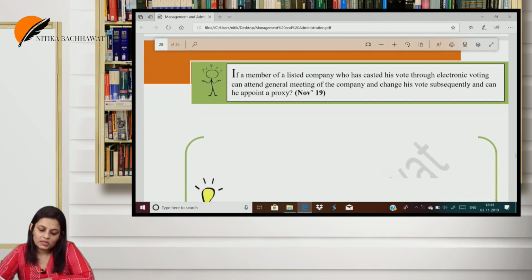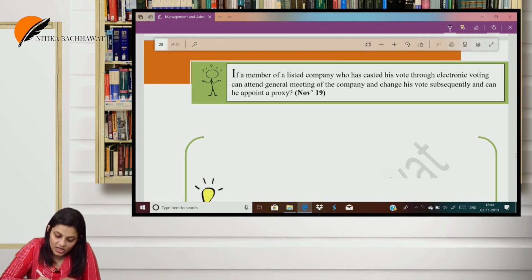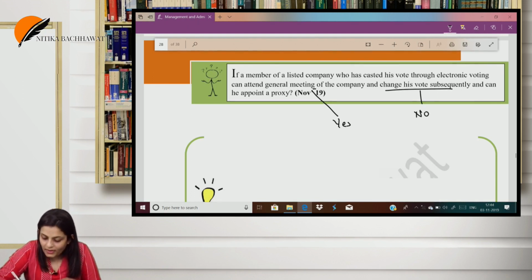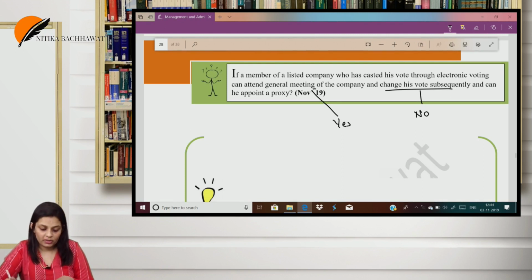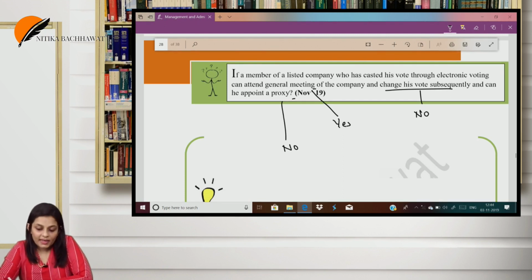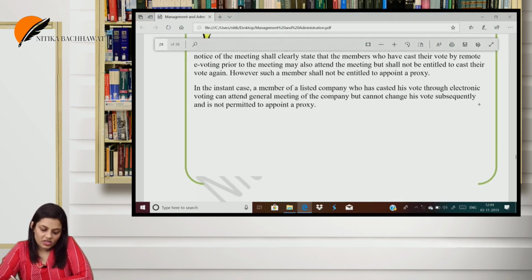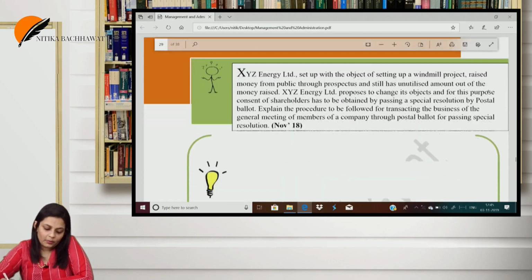Can a member of a listed company who has cast his vote through electronic voting attend the general meeting and change his vote subsequently? When the voting is done through electronic mode, can he attend the general meeting? Yes. Can he change his vote subsequently? No. Once he has cast his vote, the vote is logged. Can he appoint a proxy? No. So, he can attend the meeting, but he cannot change his vote and is not permitted to appoint a proxy.